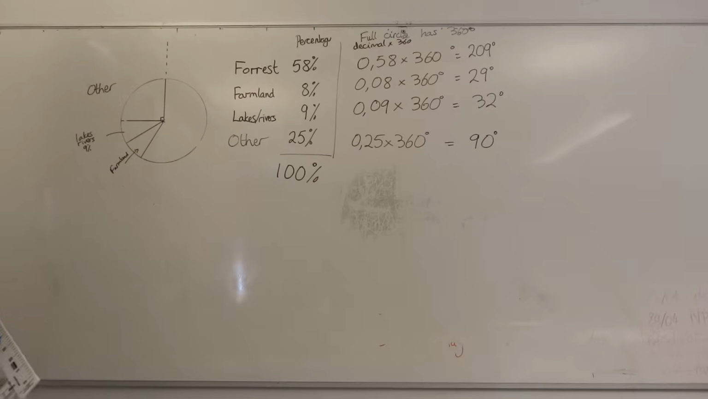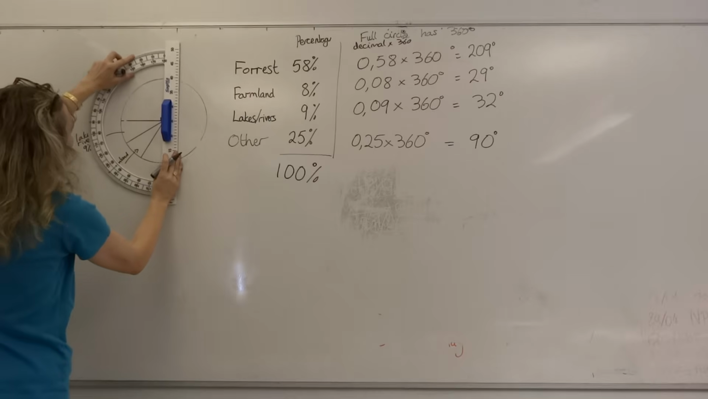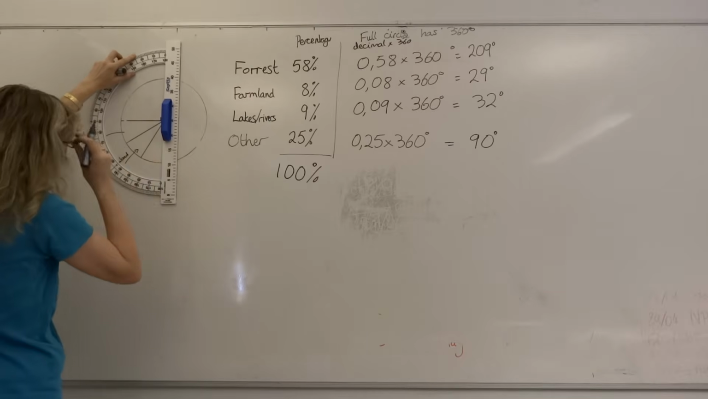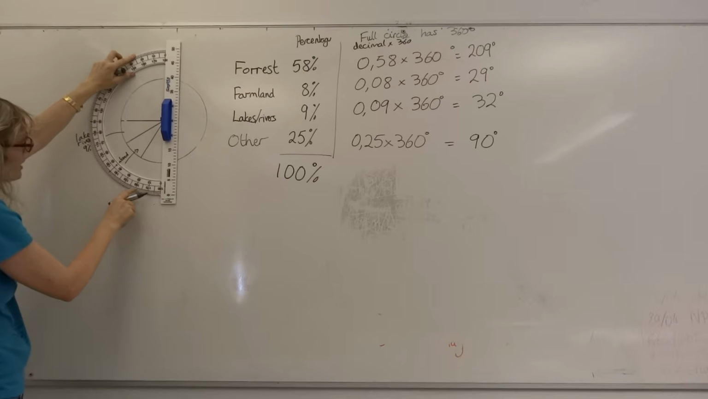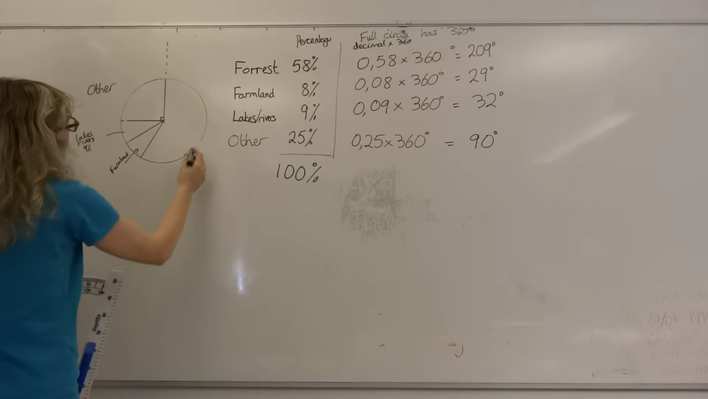And if we've done everything correctly, we should have first 180 degrees, plus how many more degrees do we have to add on to that? 180, 190, 209 degrees. And this is our forest.